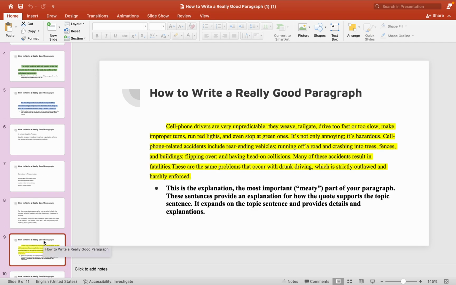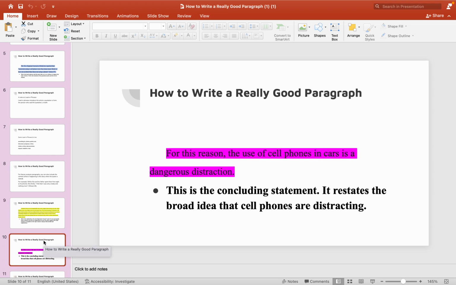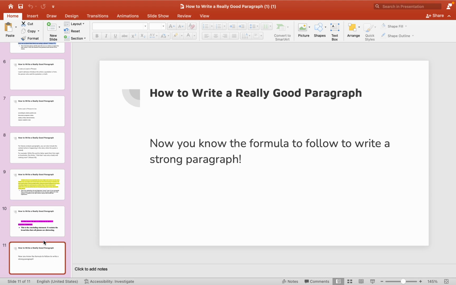If we go back to our original paragraph, this is the explanation. It's the most important, or the meaty, part of the paragraph. These sentences provide an explanation for how the quote supports the topic sentence. It expands on the topic sentence. It provides details, explanations, examples. And you'll notice it's the longest part of the paragraph. And then we have our concluding statement. It restates the broad idea that cell phones are distracting. Now you know the formula to follow to write a strong paragraph.